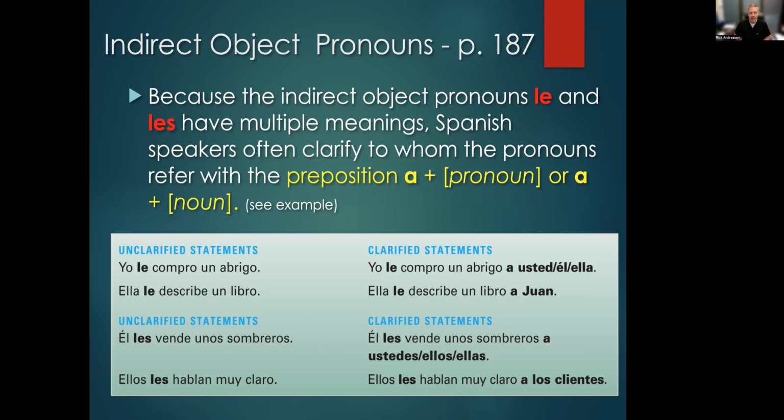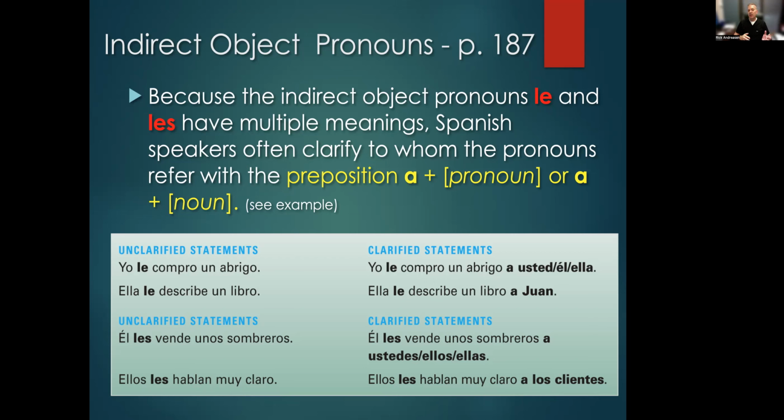All right, because le and les have so many meanings, they'll often use that, just a reminder. And then because it's a person, a group of people, or a pet, you're going to need that personal a before there. So that personal a becomes a prepositional phrase, but that prepositional phrase is the indirect object. So, yo le compro un abrigo a usted, a Juan, a María, a él o ella, ¿verdad? So a, because it's a person, needs to be placed in there. So le, in this case, equals a usted, or a él, or a ella.